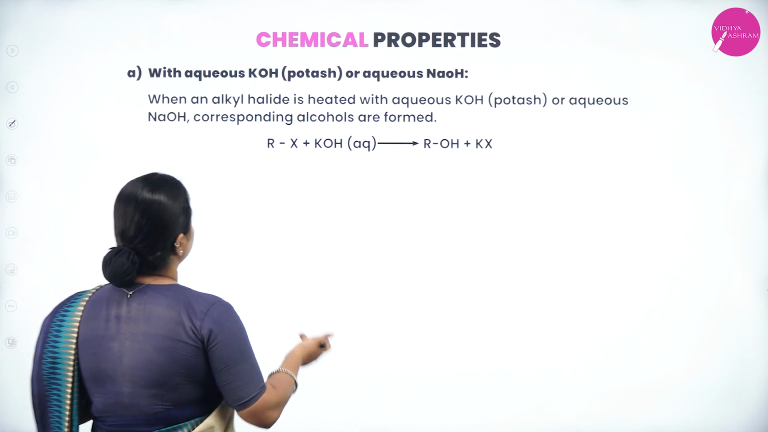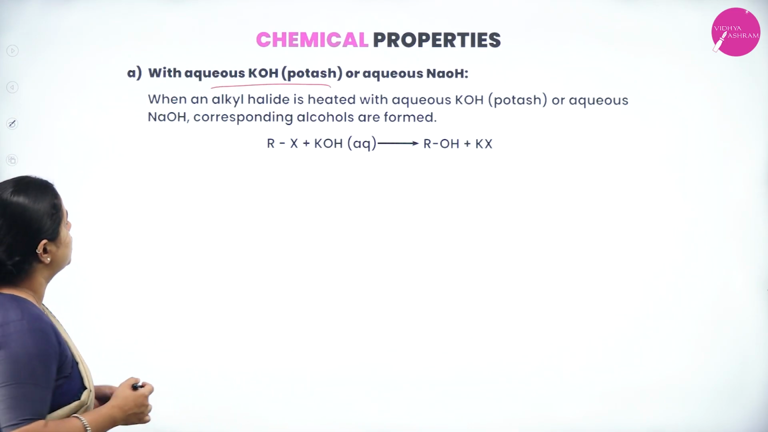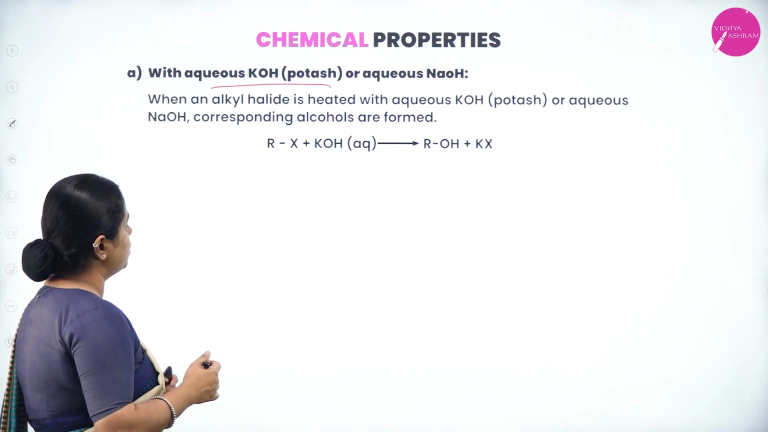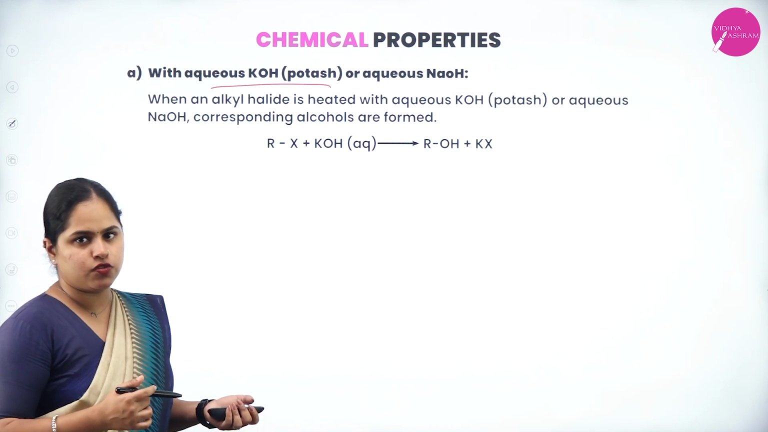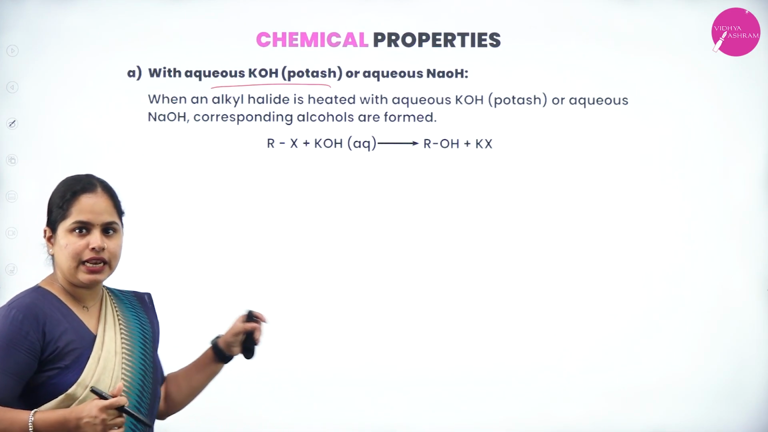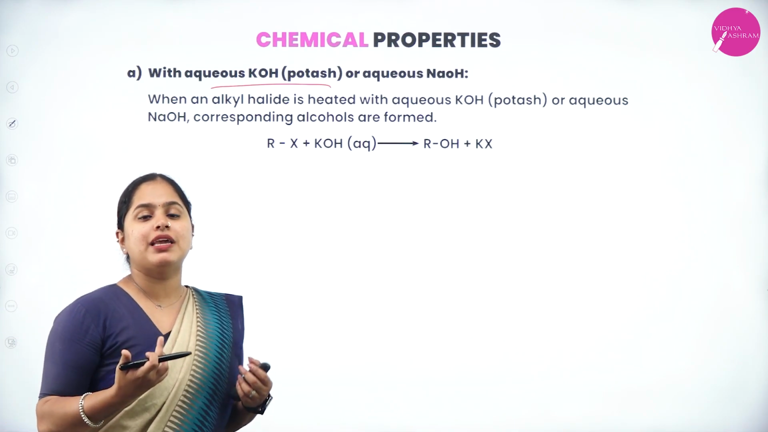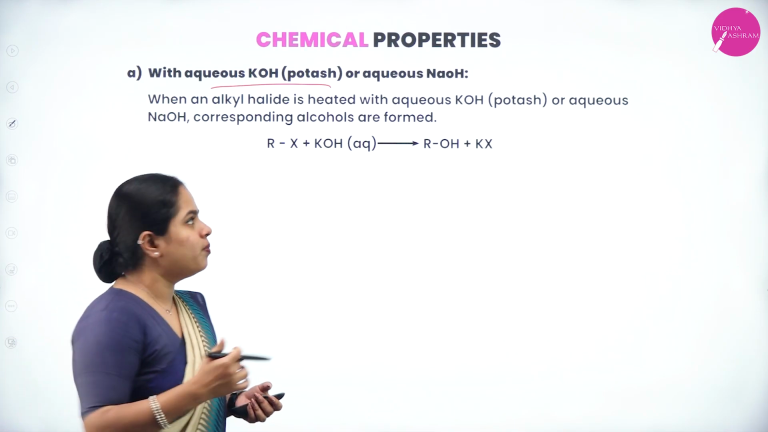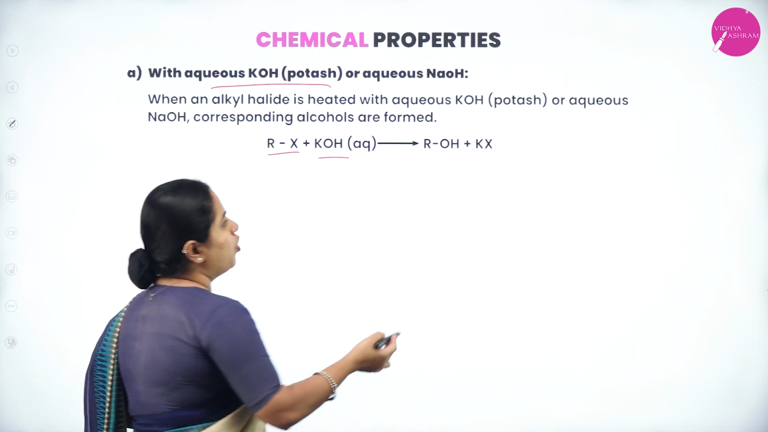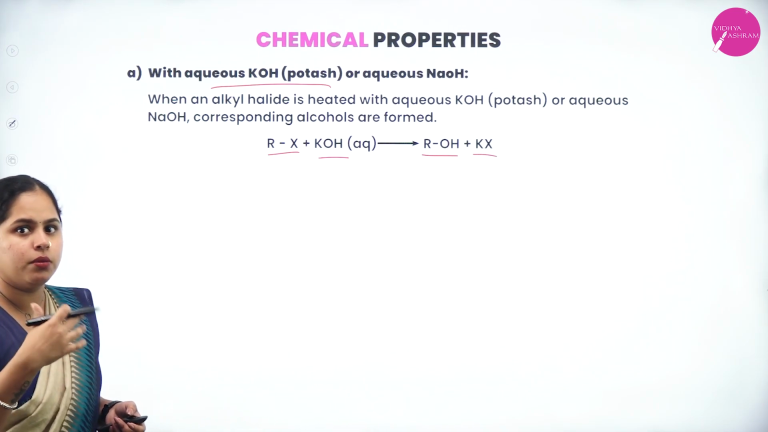Now the first one we are going to study is nucleophilic substitution reaction with aqueous KOH or aqueous NaOH. When an alkyl halide is heated with aqueous KOH or aqueous NaOH, the corresponding alcohol is formed. The reactant will be alkyl halide, because we are studying the chemical reactions of alkyl halide. When it reacts with KOH or NaOH in aqueous state, we get the corresponding alcohol and potassium halide or sodium halide.